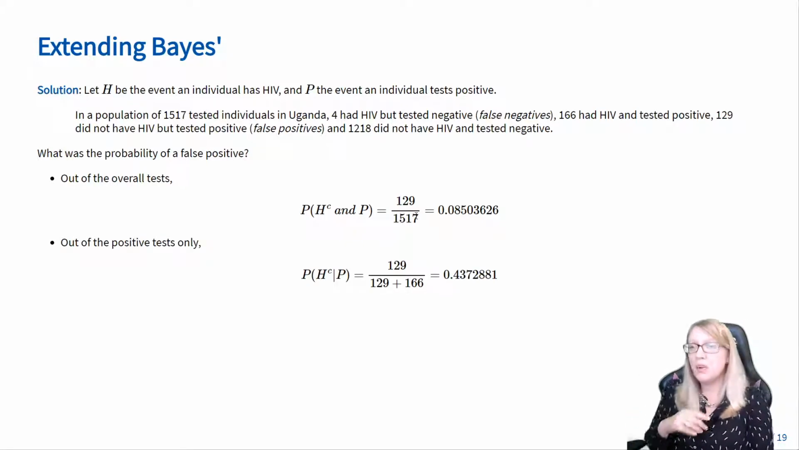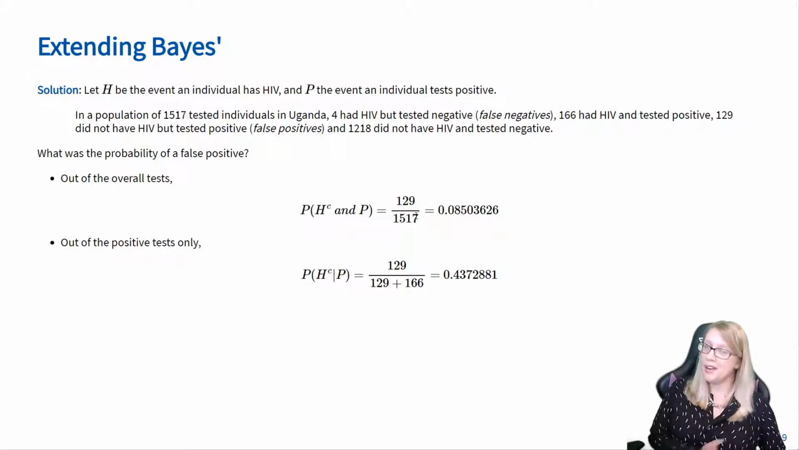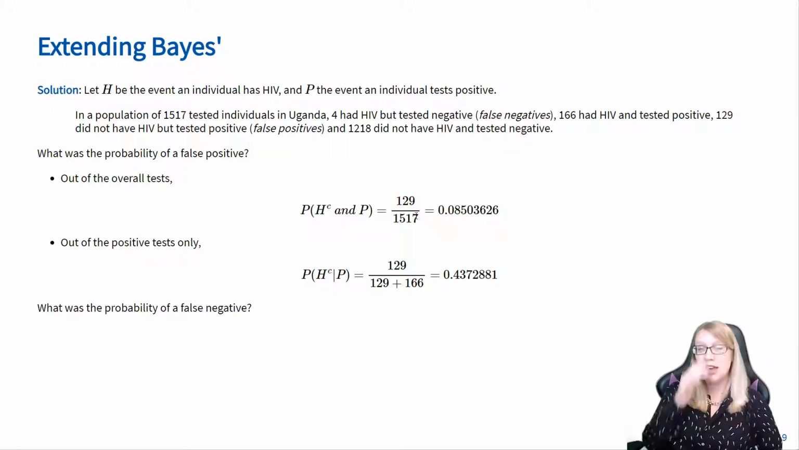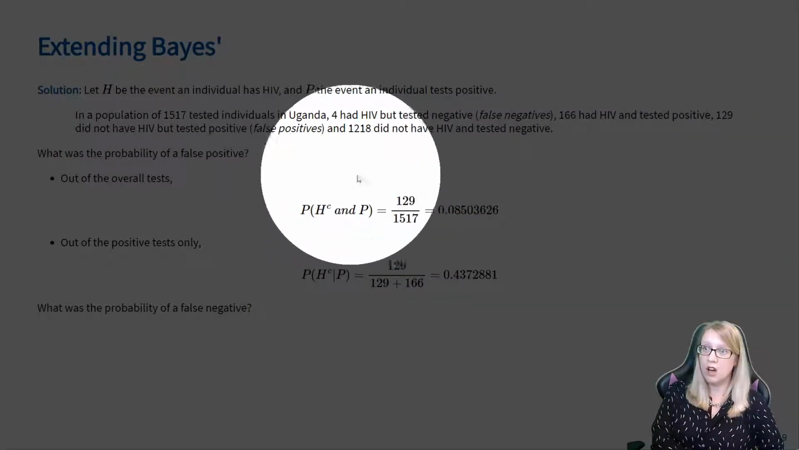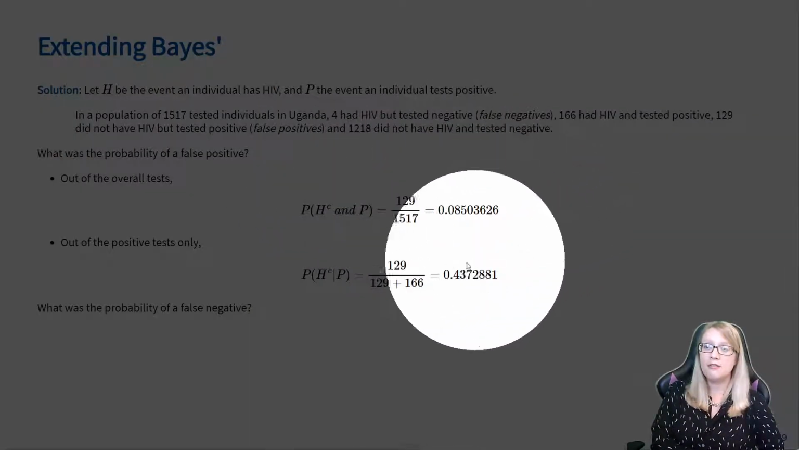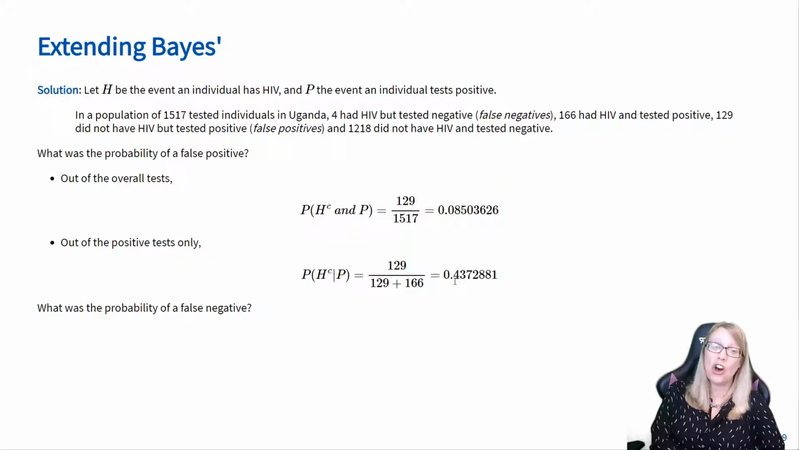Now, what if we want to condition? What if we want to say, well, out of the positives only, how many of those were false? That's going to be a slightly different probability because we're now only looking at the positives. So the probability of H complement, not having HIV but testing positive, is much higher, about 44%. Same idea with the false negative rate here. That false negative rate overall is going to be much less than the false negative rate conditional on a true negative.